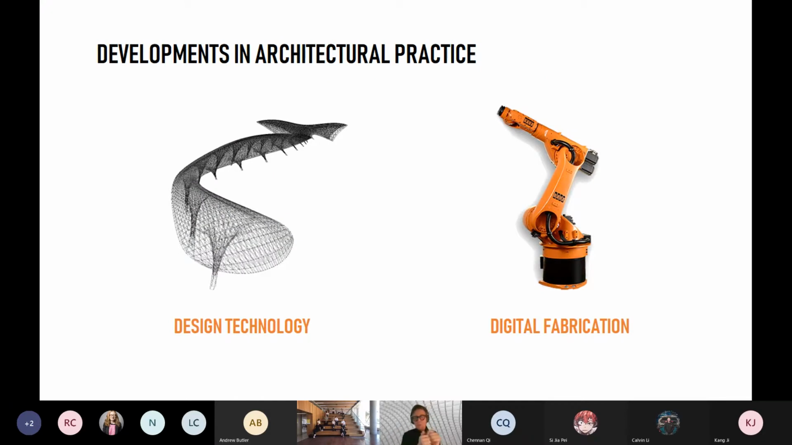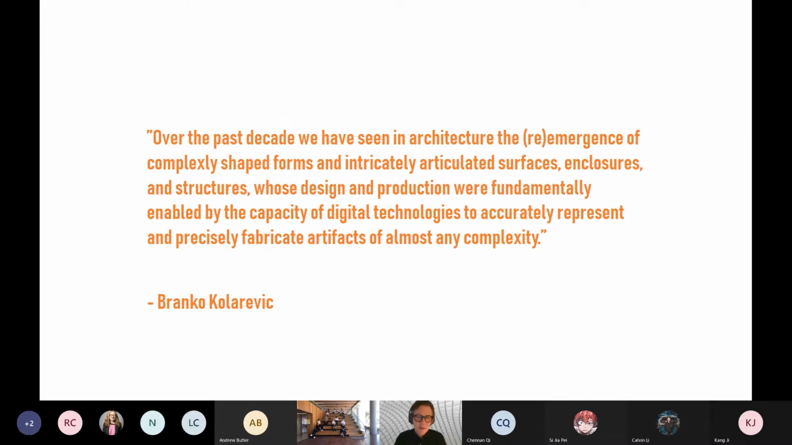Basically, what I had seen and taken part in over the last 10 years of architectural practice was this huge increase in design technology, but also the introduction of digital fabrication into the world. Combining these, as Branko says here, over the past decade we have seen in architecture the reemergence of complexly shaped forms and intricately articulated surfaces, enclosures and structures whose design and production were fundamentally enabled by the capacity of digital technologies to accurately represent and precisely fabricate artifacts of almost any complexity.